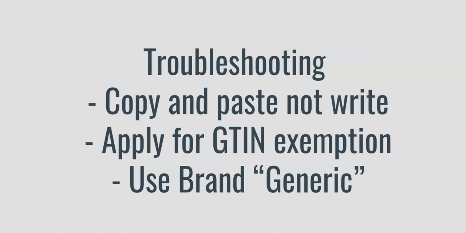Highlight and either right-click and select copy or press Control-C if you're using a Windows computer, and then paste it into the space. The next thing is to make sure you apply for the GTIN exemption. You'll find that at sellercentral.amazon.com/GTINX. So that will give you the authority to use the brand name generic, which is basically Amazon's catch-all brand for any unbranded products. So you need to apply for that before you're able to list your products using the brand generic. It's a very easy process.